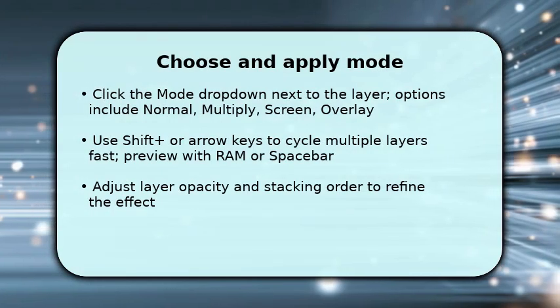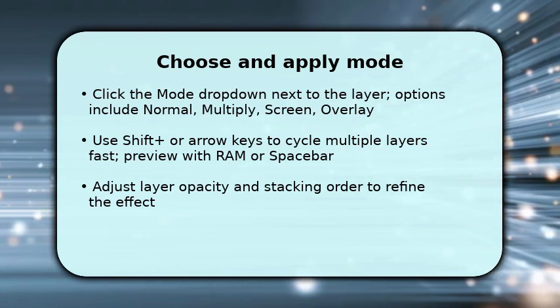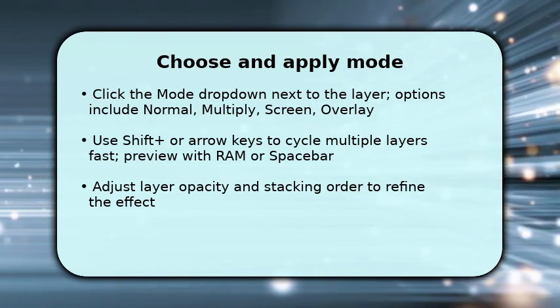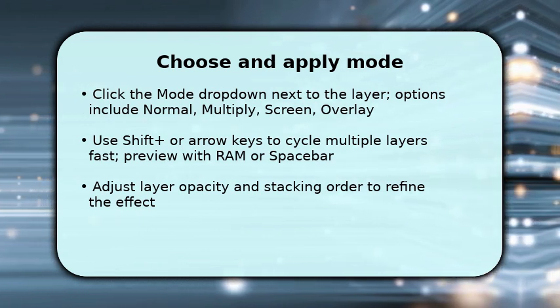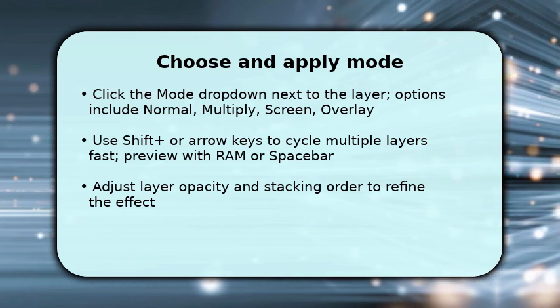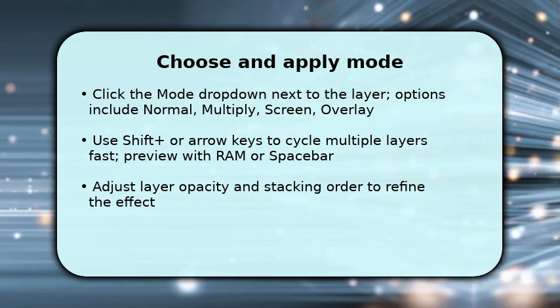Now that modes are visible, click the mode drop-down beside your layer and choose a blending mode like Multiply, Screen, Overlay, or Soft Light. You're modifying how pixel math combines that layer with the ones beneath it, so you can test modes quickly to compare results.